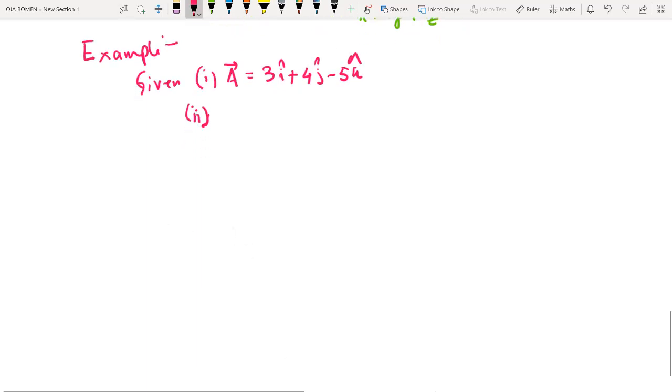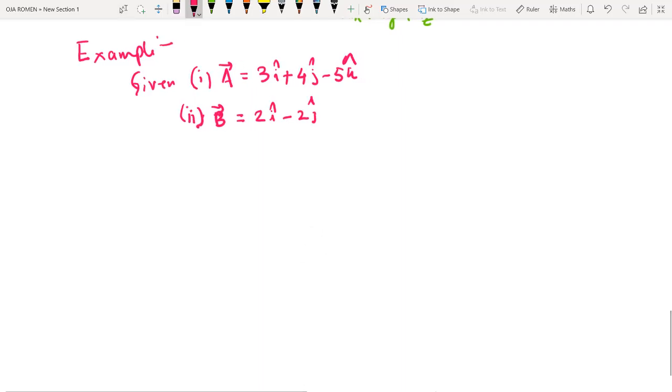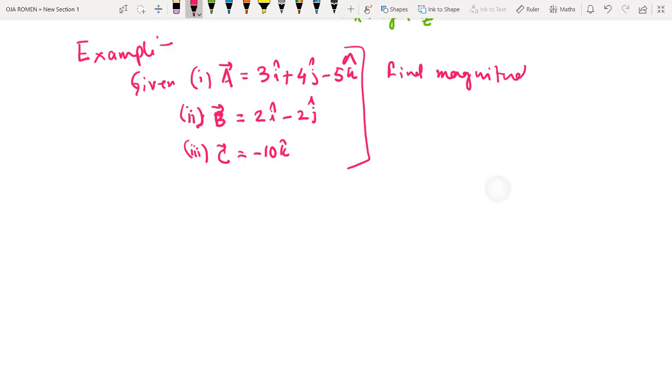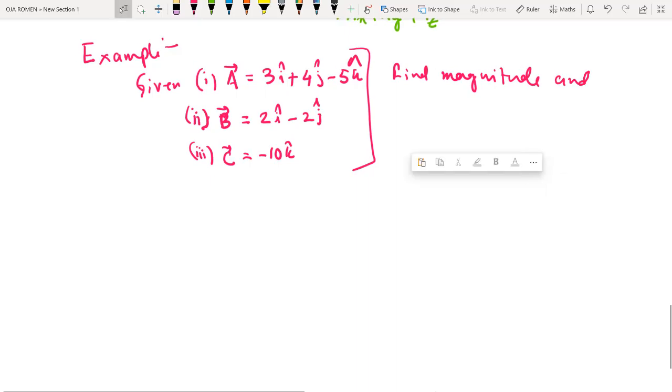Number 2, another vector B equal to 2I minus 2J, and a vector C equal to minus 10K. Now for these three vectors, find the magnitude and unit vectors.